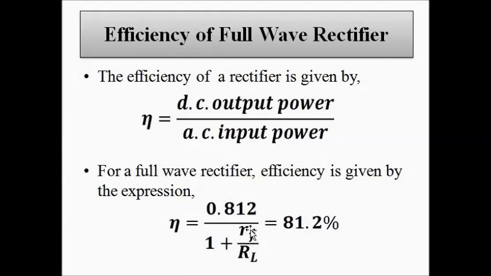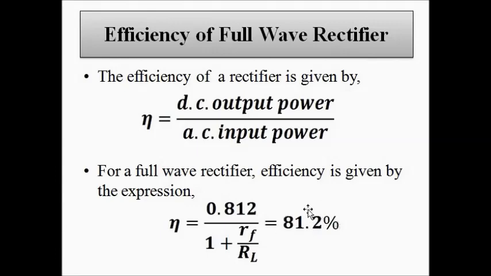Here the small r subscript small f is the forward resistance of the two diodes. I have discussed the forward resistance concept in the PN junction diode introduction video, so please check out that video. Forward resistance is the ratio between the forward voltage and the forward current, and RL is the load resistance which we have used. So this ratio rf by RL is very small and negligible compared to 1, so it is neglected, and we get efficiency as 81.2%.